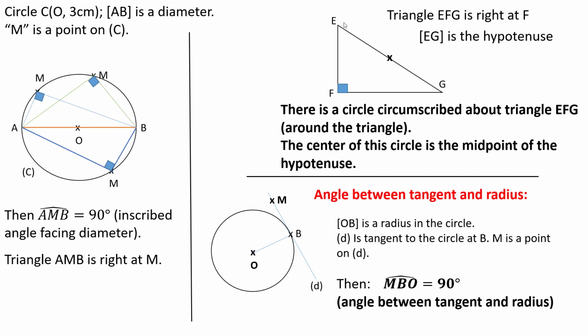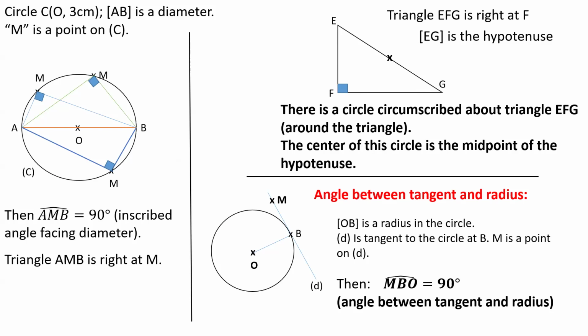Another one: if I have a right triangle EFG, we studied before in grade 6 and grade 7 that around each triangle I can draw a circumscribed circle. What is the circumscribed circle? It's a circle passing through the 3 vertices of the triangle. It passes through E, F, and G.